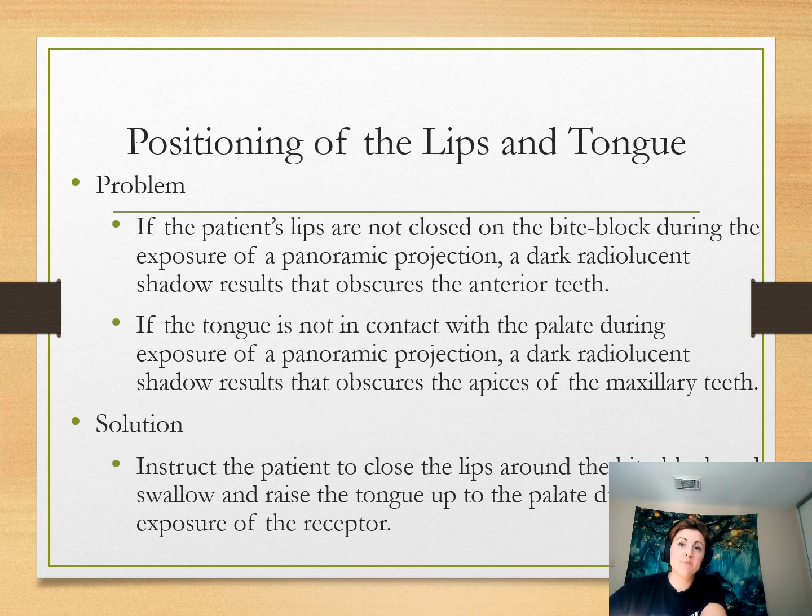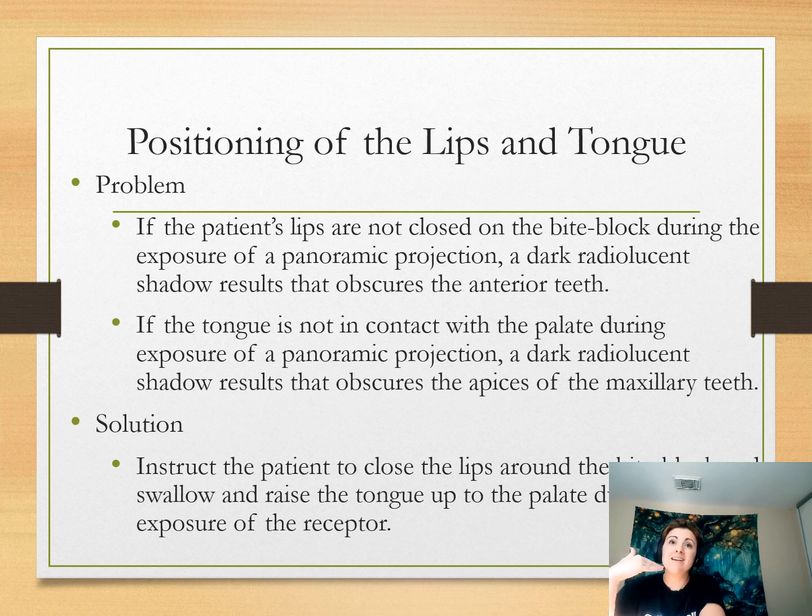If the patient's lips are not closed around the bite block during the exposure, then a dark radiolucent shadow results that obscures the anterior teeth. Radiolucent means dark. Okay, so that is caused by an airspace. We'll have that airspace right in the front, and it will cause a big dark smudge right across the front teeth. You don't want that.